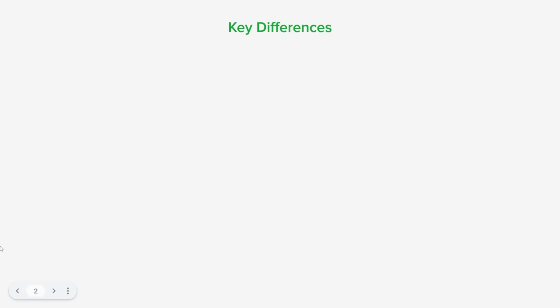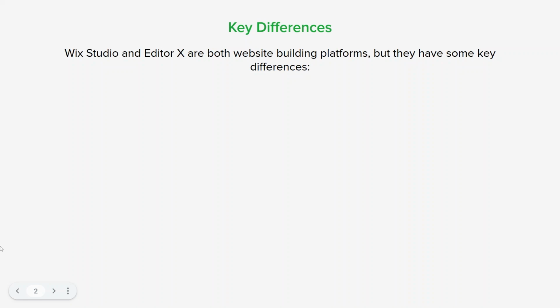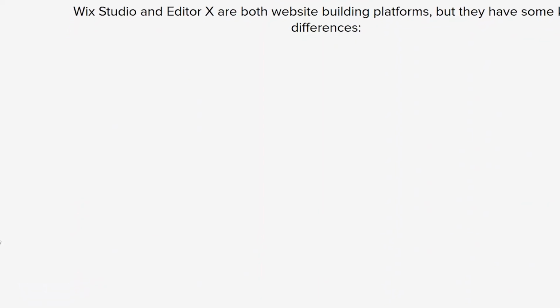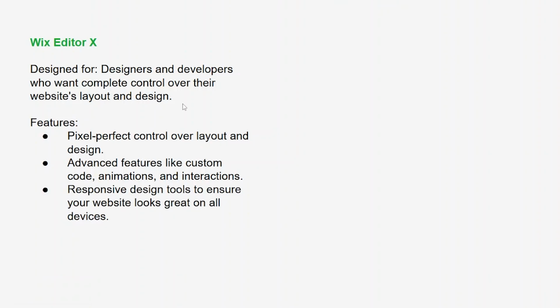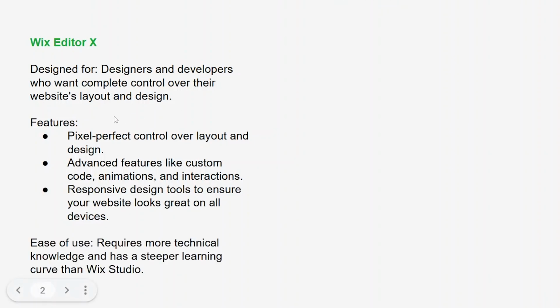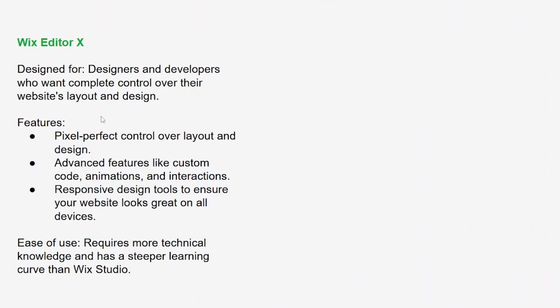So some key differences between the two editors. Wix Studio and Editor X are both website building platforms, but they have some key differences. So with Editor X, it's designed for designers and developers who want complete control over their website's layout and design. And some of the features include pixel perfect control over layout and design, advanced features like custom code, animations, and interactions, responsive design tools to ensure your website looks great on all devices. And overall, in terms of ease of use, there's more technical knowledge and it has a steeper learning curve than Wix Studio.